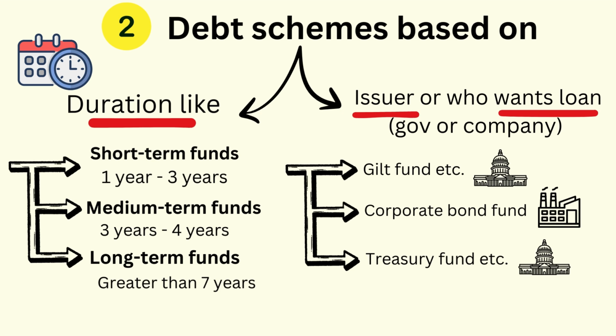Gilt funds are basically used by governments to get some money from the public. Corporate bonds are used by private companies to get money for their machinery or to buy something or for their investment purposes. And the treasury funds, it is again a loan taken by the government.